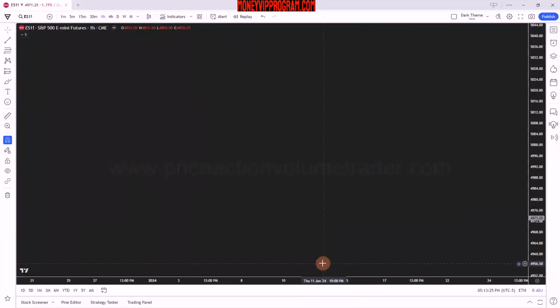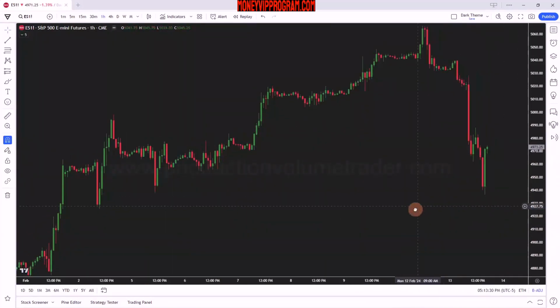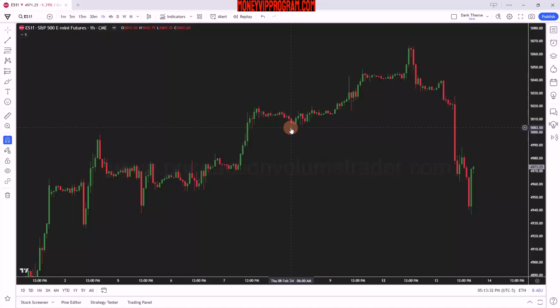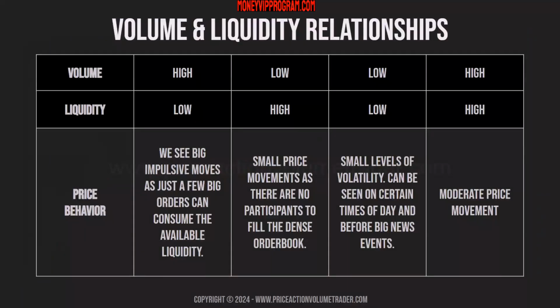Like here, if I go into the hourly chart, this is when we're going to have, for example, right here, just regular trending markets like this, where we have nice moderate trending movements, because we have big volumes but also high liquidity, therefore giving us effective auction market theory. What we talked about: the market is facilitating good trade between buyers and sellers.